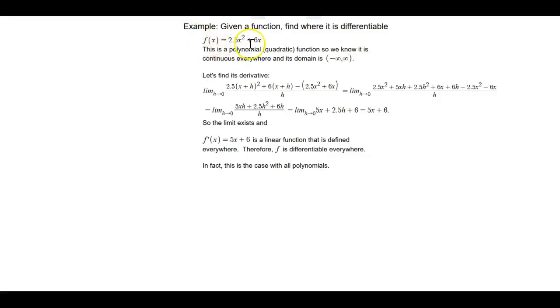So one of the examples that's going to crop up in the homework is, given a function, find where it's differentiable. Given this function, that's a quadratic function, we know that its domain is minus infinity to infinity. If we find its derivative by taking the limit definition of the difference quotient, we end up with this linear function 5x plus 6. We know that the domain of a linear function is also all real numbers. So this means that f is differentiable everywhere. And this is the case with all polynomials, actually. They're always differentiable everywhere.